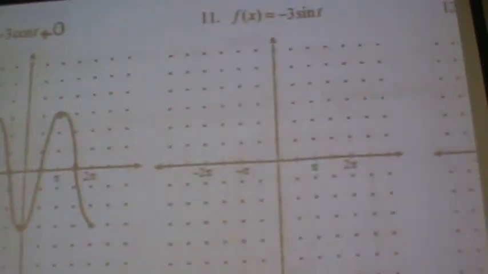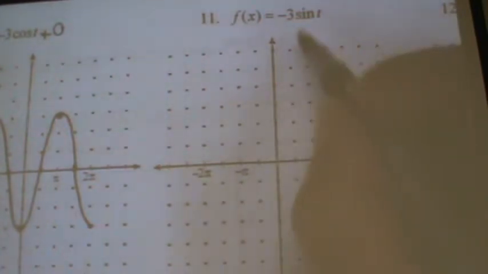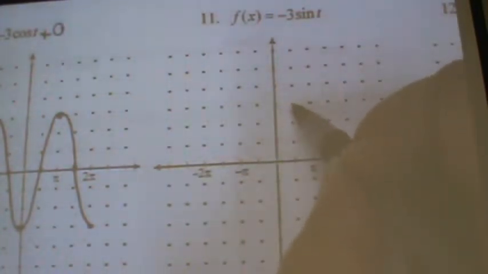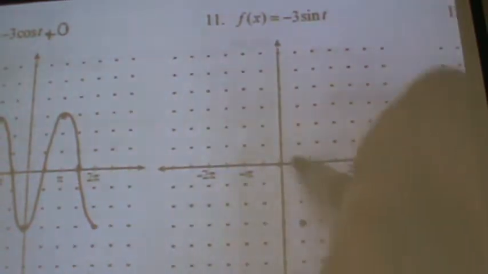Number 11, what are you gonna do there? If it were a +3, it would look like a roller coaster, but what do you do with the -3? Instead of going up 3, what should we do? Go down 3. You're gonna go down 3, exactly.